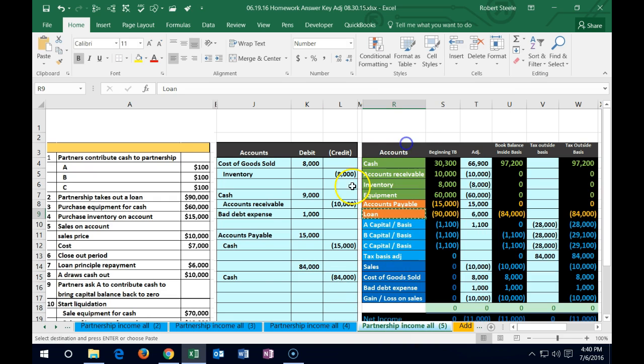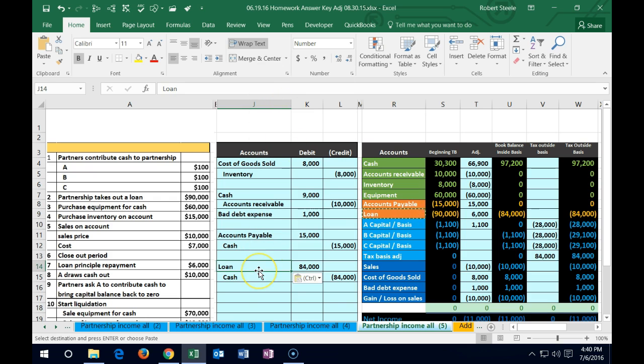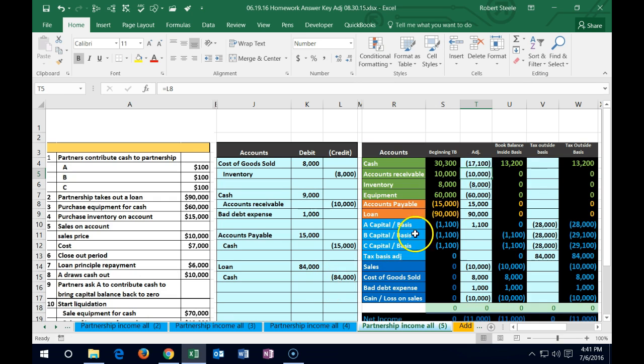So I'm going to copy that, and I'm going to paste that right there. Paste it 1, 2, 3. And then we can post that out. So I'm going to double click on the loan over here. We're going to go to the end of it plus the 84,000, bringing the loan balance down. Then we're going to go to cash, double click, go to the end of it plus the cash, bringing the cash down. So now we only have the 13.2 left over that we can spend.